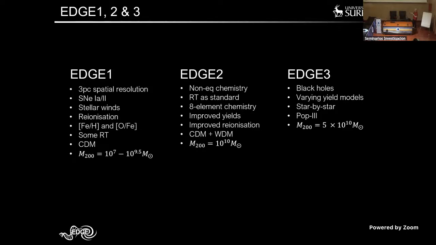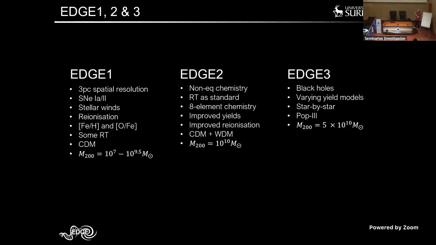We did everything in cold dark matter, and we only got up to about 10^9.5 in halo mass. Then we won a lot more computer time for EDGE 2, which allowed us to be more ambitious. So we had non-equilibrium chemistry. Radiative transfer was included as standard in all runs. We tracked 8-element chemistry. We improved the yields. We improved the reionization model.